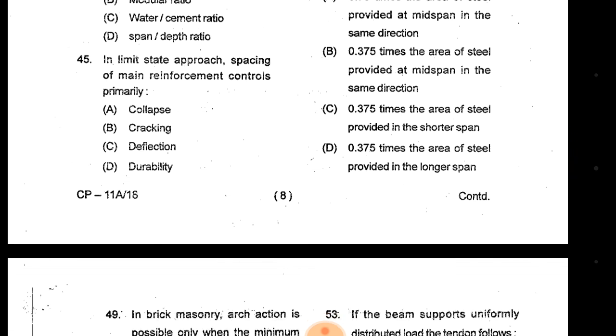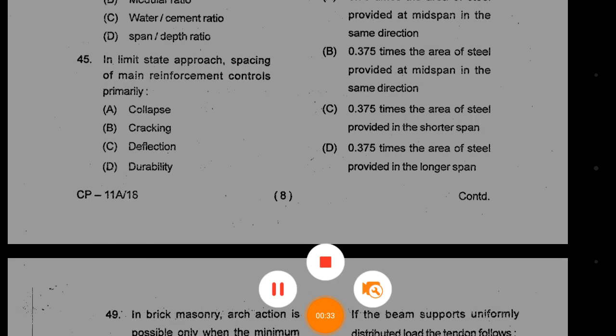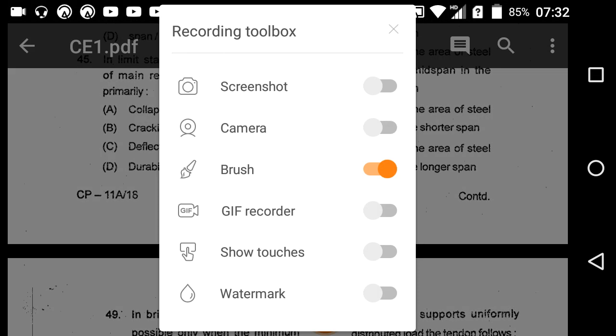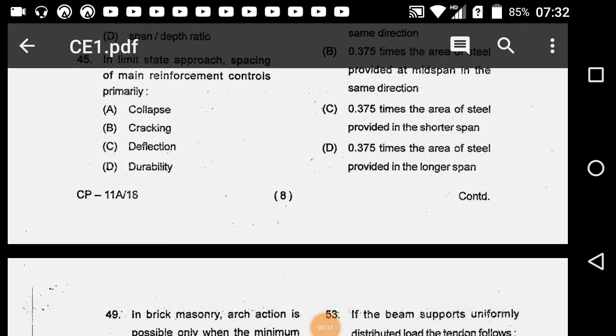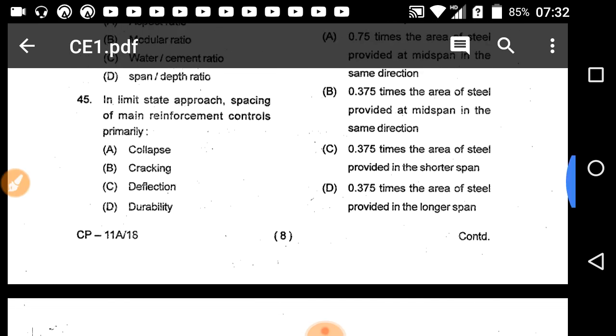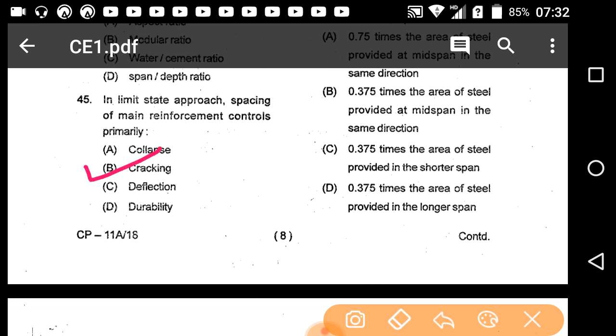In the limit state approach, the spacing of main reinforcement controls primarily collapse, cracking, deflection, and durability. So the correct answer will be cracking. Option B will be the correct answer.